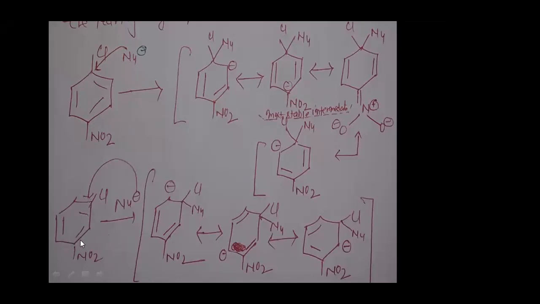If the electron withdrawing group is at the meta position, then when the nucleophile attacks here, the negative charge comes at this position, this position, and this position. Then there is no one most stable intermediate. You can say there is no stable intermediate, right? So if they do not give any stable intermediate, it means this position is not suitable for a nucleophilic aromatic substitution reaction, right?